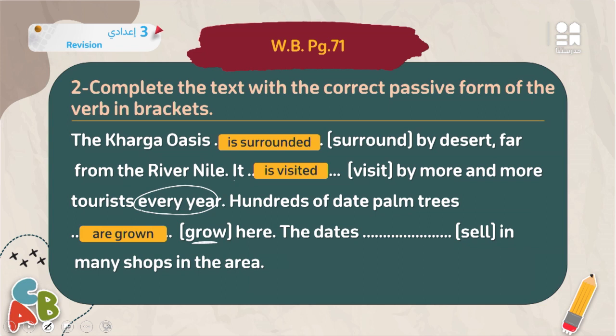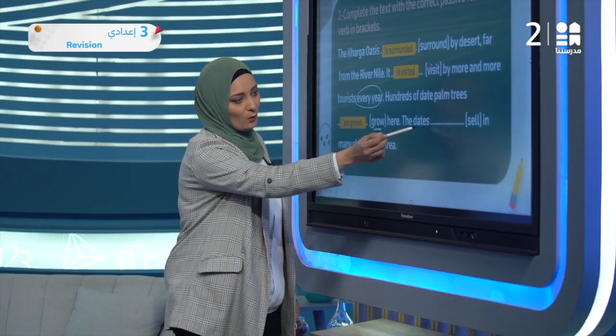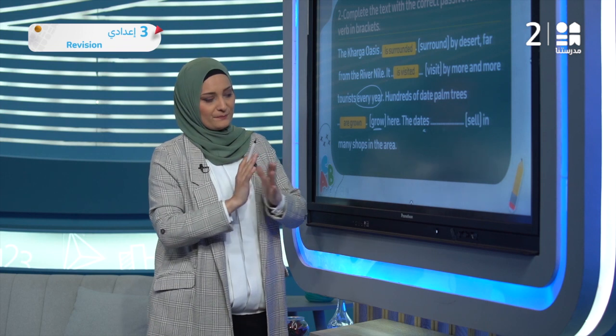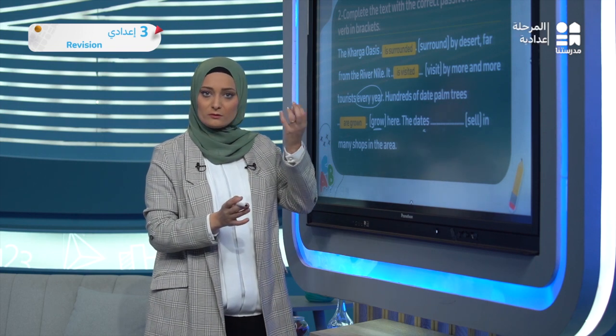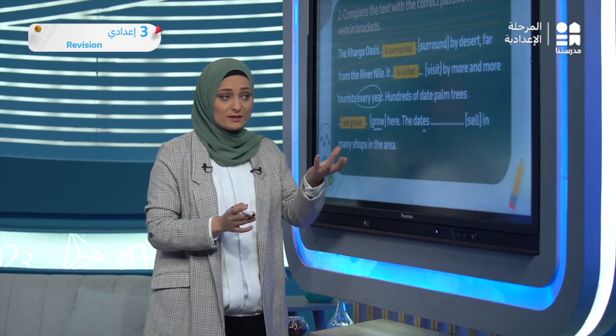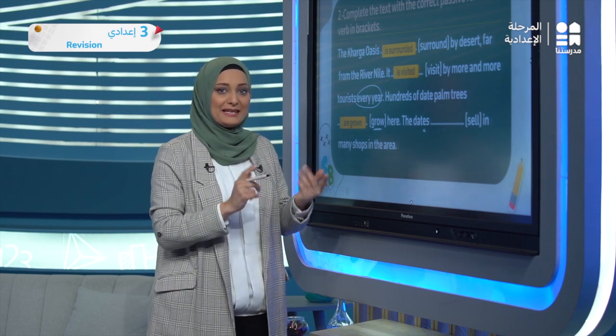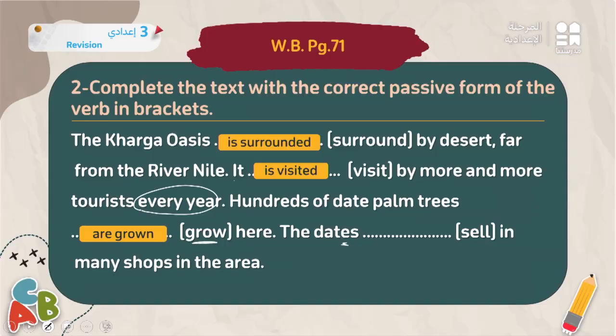The dates and then sell in many shops in the area. بيتباعوا التمر بيتباع في محلات كتير في المنطقة دي. Dates اللي هو التمر is a plural word فبقول are وسل ال past participle بتاع ال irregular verb sell هو sold. مفيش حاجة اسمها sold يعني ينفعش أزود إيدي في الآخر هو irregular verb لازم أكون حافظة الشكل بتاعه.